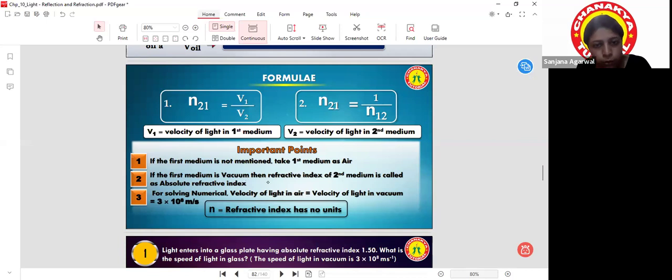If the first medium is vacuum, then the refractive index of the second medium is called absolute. And for solving numericals, always take the value of the speed of light in vacuum as 3 into 10 to the power 8. One more important thing, refractive index in both the formulas is the ratio of two similar terms. So the unit gets cancelled. That's why refractive index has no units. It is unitless.